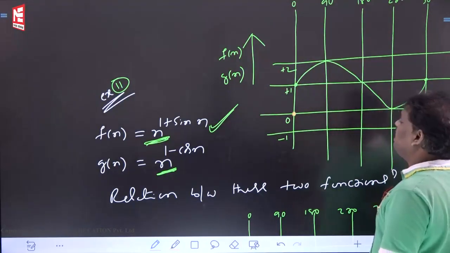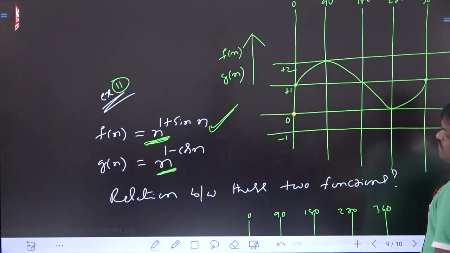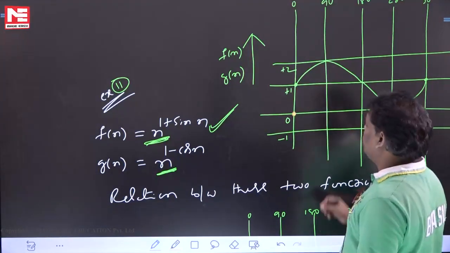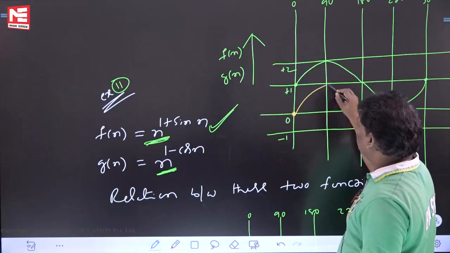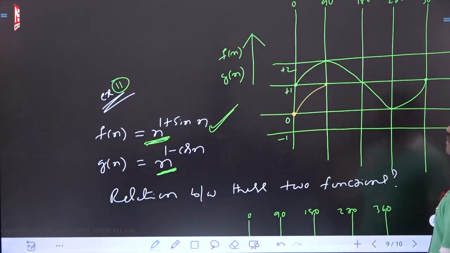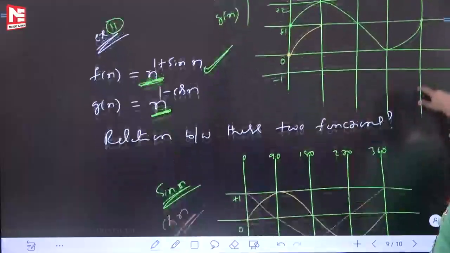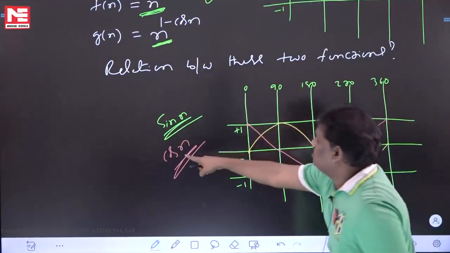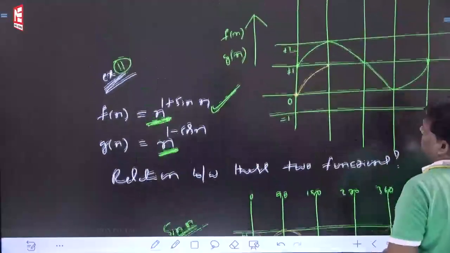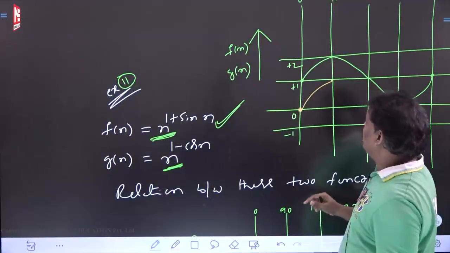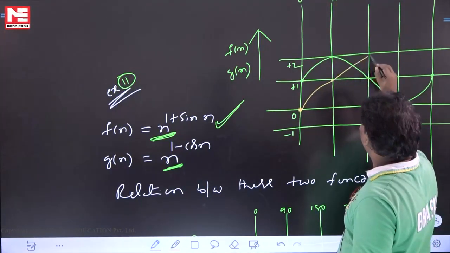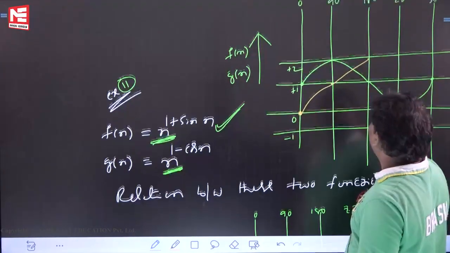Next one. Can you say cos 90? What is the answer? Cos 90 is going to be 0. 1 minus 0, 1. It will go to 1. Next one. What about cos 180? If you have a doubt, you can see here. This is the cos. Cos 180, what is the answer? Minus 1. Right? Let's check. Minus 1. 1 minus minus 1, 2. Right? It will go to 2.